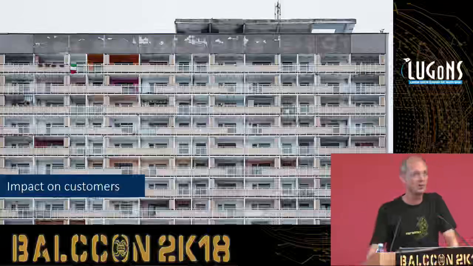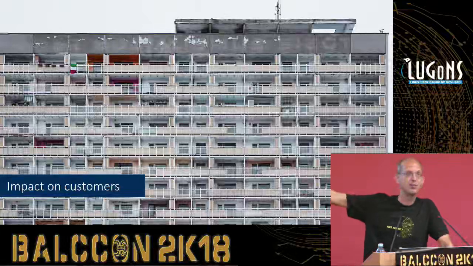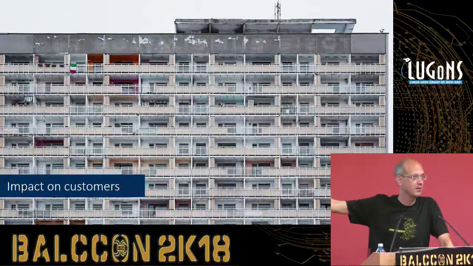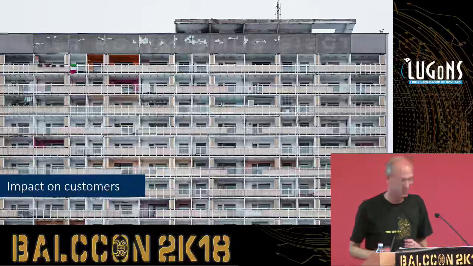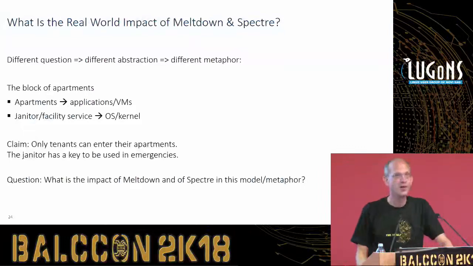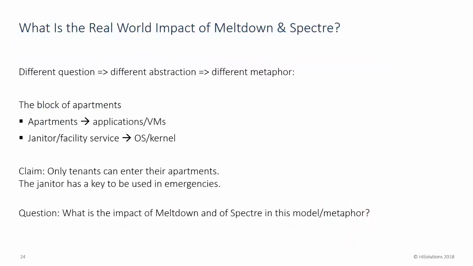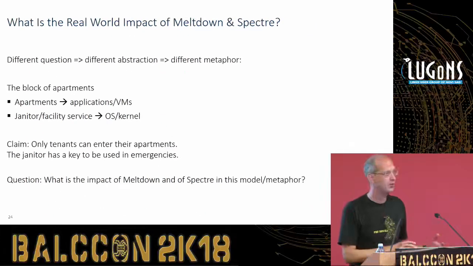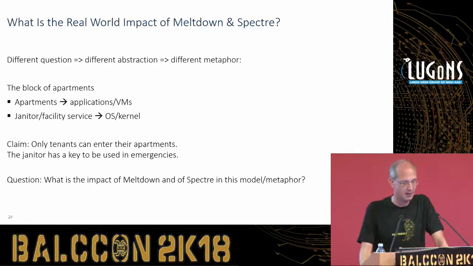So what we can do now with our image is change the perspective, use another image. For example, if we want to tell people what is the consequence of this problem. For example, if we talk about a cloud computing thing, we can use the image of a big apartment building where all the customers, all our virtual machines are apartments, and we have one janitor or facility service that has a key for all the apartments, which represents our cloud service provider or the operating system or the kernel, depending on what I'm looking at here. So for a different question, we can choose a different metaphor to make things easily understandable.